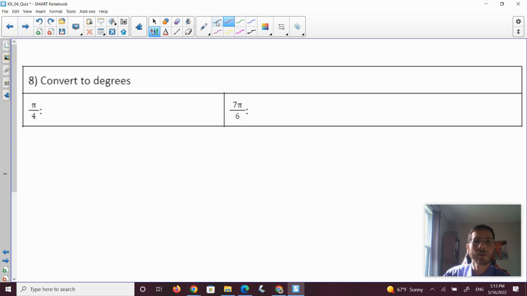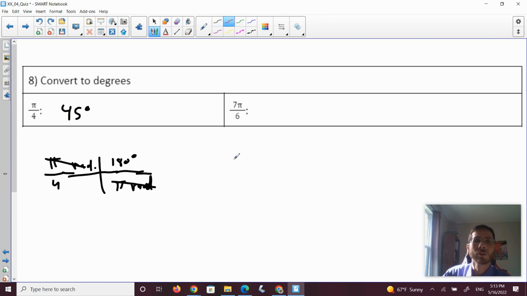For number 8, convert to degrees. So we want to say that if I've got pi over 4 radians, what we want to do is multiply by 180 degrees over pi radians. So it's kind of like a stoichiometry problem. Pi radians and pi radians cancel out. So we just need to do 180 divided by 4. So that'd be 90 and then 45.